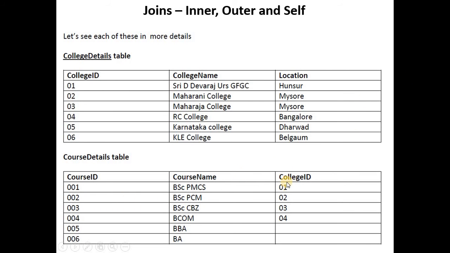After joining this, if you join this with the college ID as a common column, you will get the corresponding rows arranged next to this table. That will be a temporary table. That is the joined table.